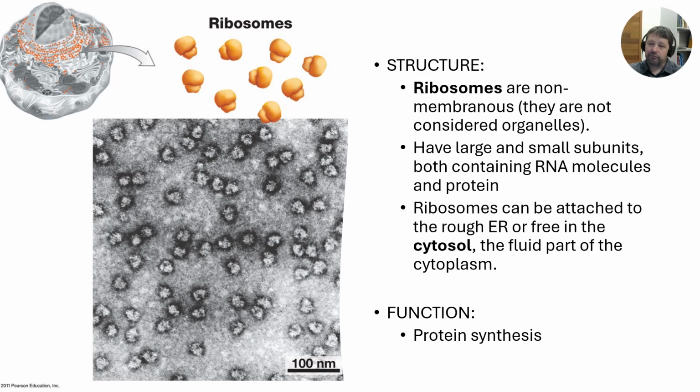Really can't emphasize it enough that they're not organelles. They don't have their own membranes, and they're two subunits. Right now it shows these two subunits bound together, but unless there's messenger RNA, they occur separately. You have a large subunit and a small subunit that would just be in the cytoplasm or on the rough ER, something like that.